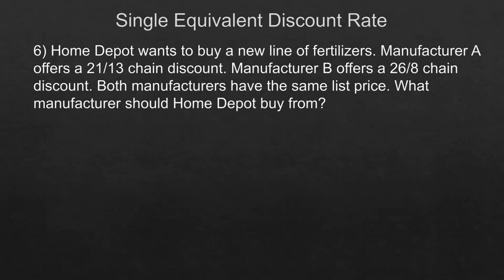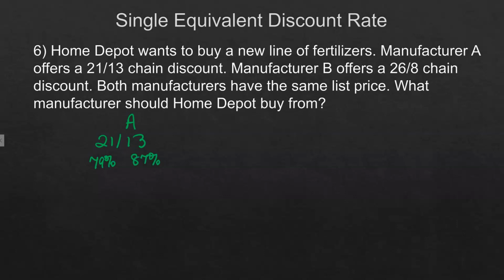Okay, so what we're going to do is calculate the single equivalent discount rate for each manufacturer and then just see which one is better. Which one is the higher trade discount, or chain discount, whenever we put those together. All right, so let's look at manufacturer A, which was the 21.13 chain discount, and the complements would be 79 and 87.